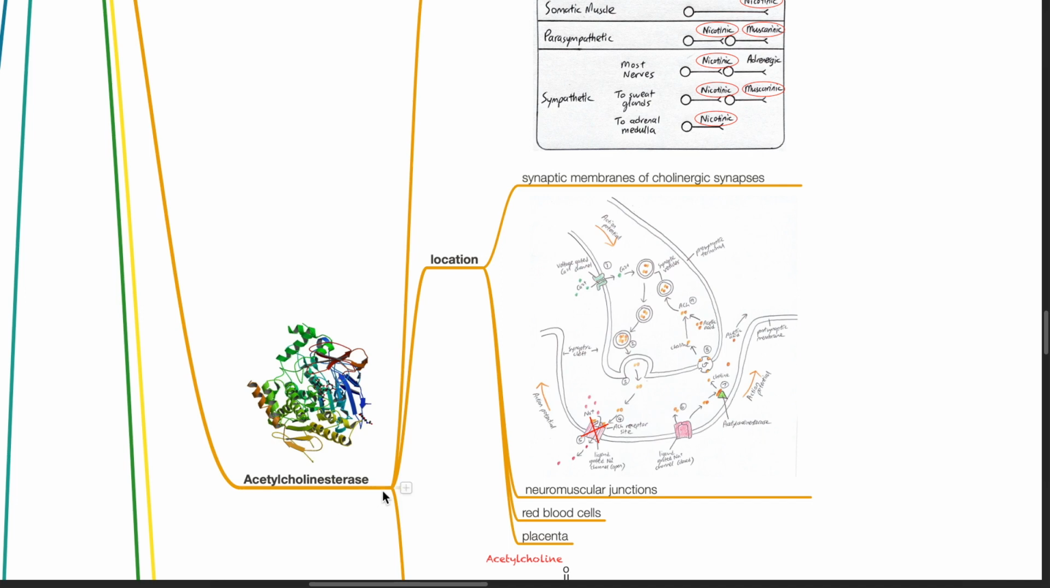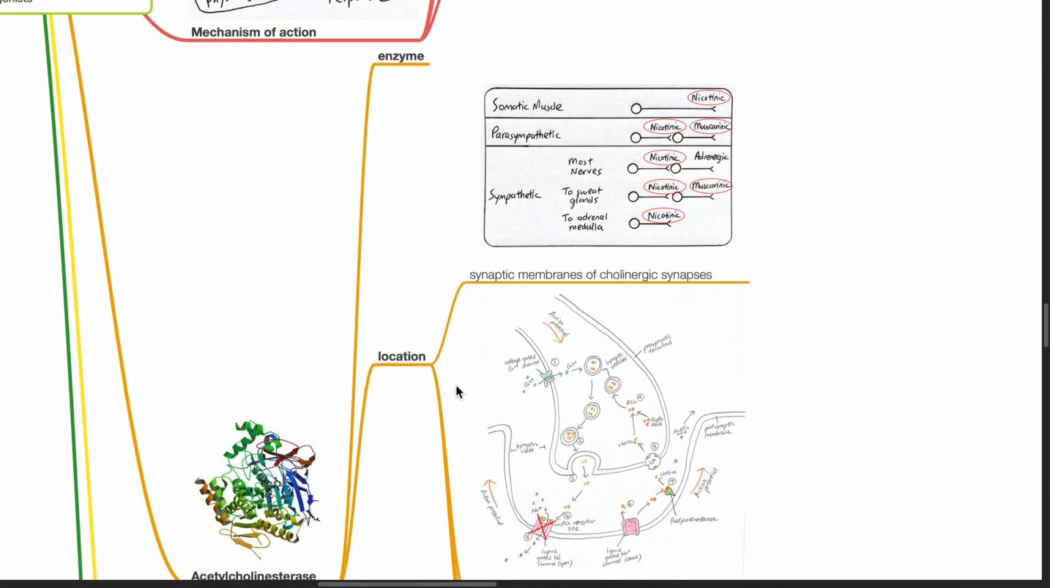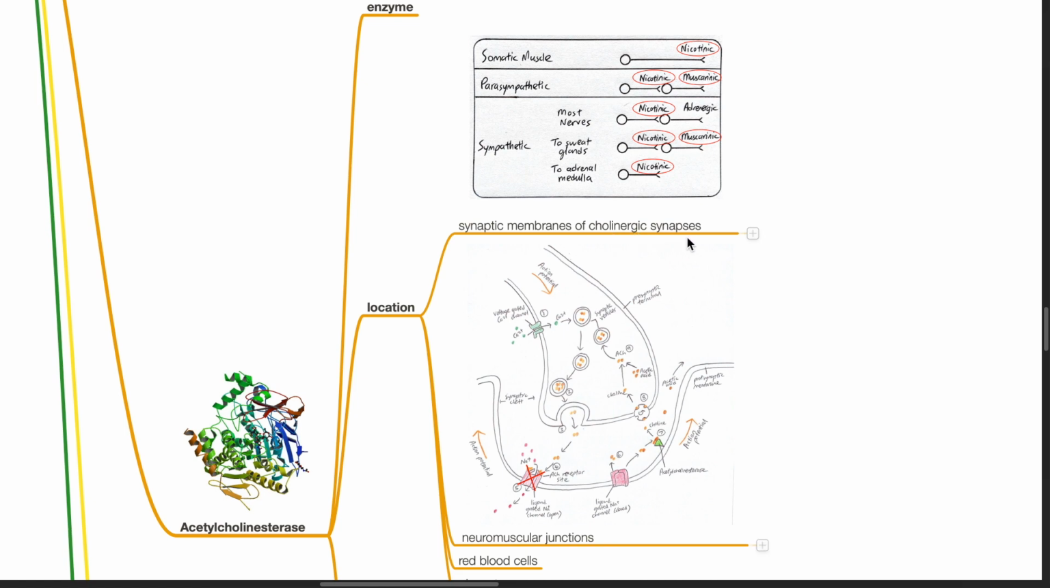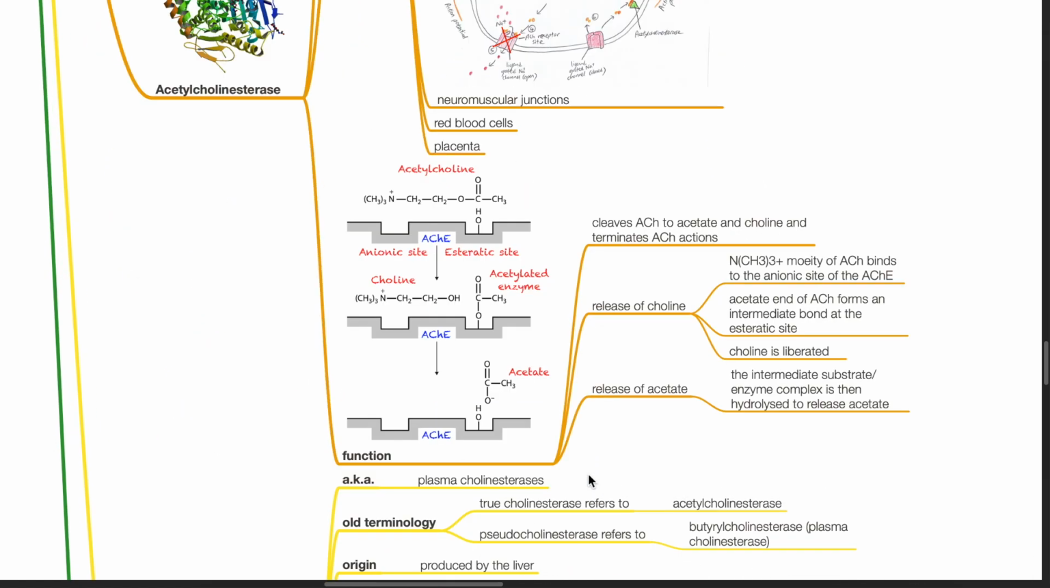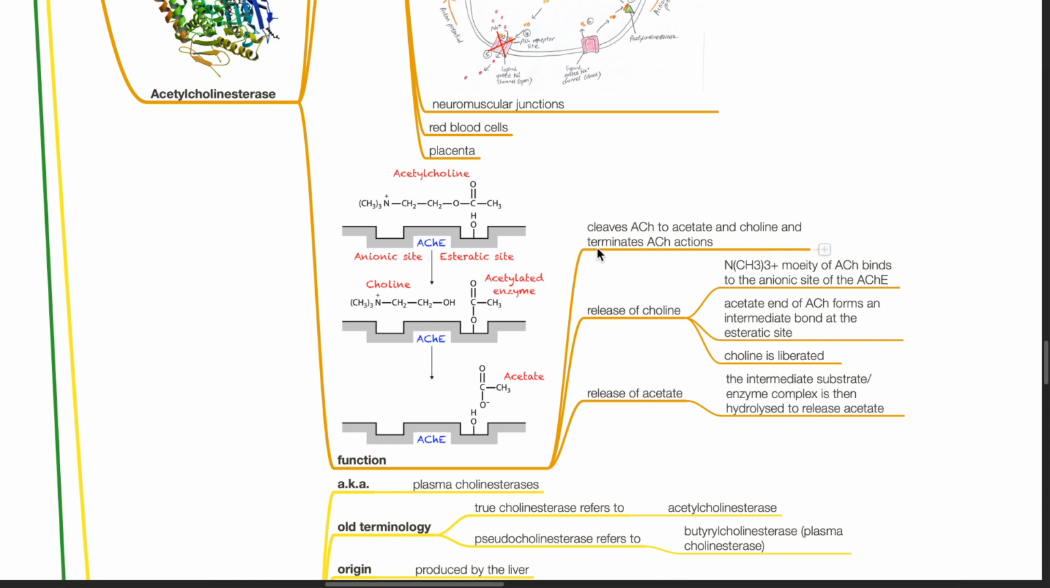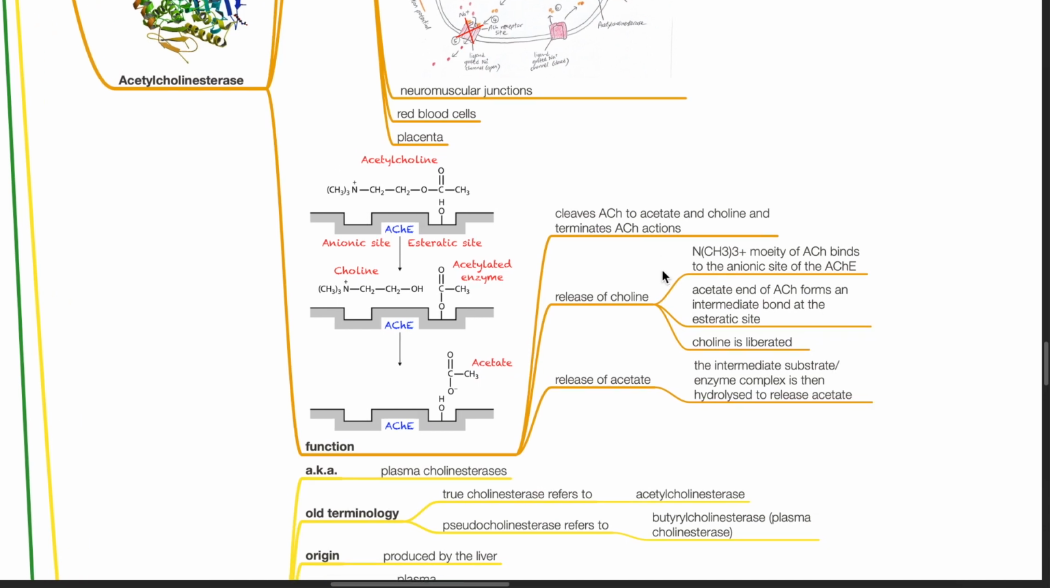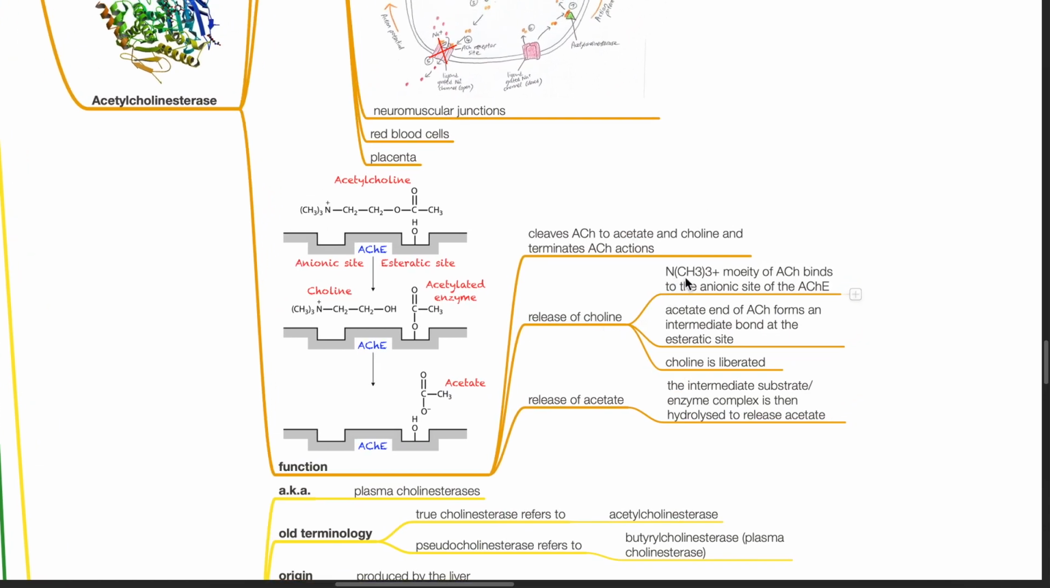Acetylcholinesterase. It is an enzyme located at the synaptic membranes of cholinergic synapses, neuromuscular junctions, red blood cells, and the placenta. It functions to cleave acetylcholine to acetate and choline and terminates acetylcholine actions. Release of choline. The NCH3 moiety of acetylcholine binds to the anionic site of the acetylcholinesterase. The acetate end of ACh forms an intermediate bond at the esteratic site. Choline is liberated. Release of acetate. The intermediate substrate enzyme complex is then hydrolyzed to release acetate.